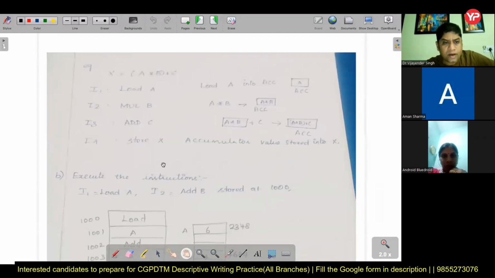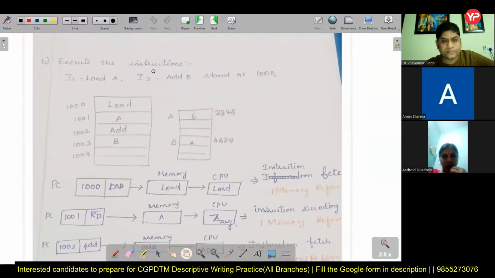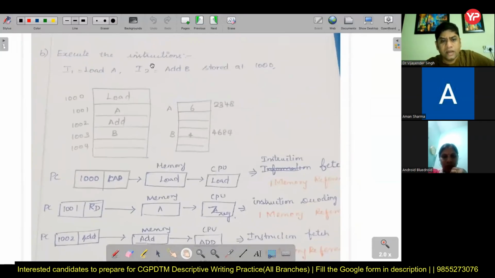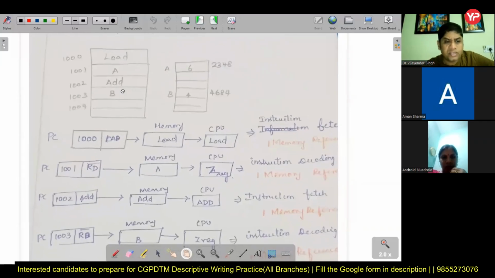Then the second part is execute the instruction, and maybe this is the heading you're writing. Maybe you can underline this particular heading. Then next you have made a diagram. Now you have used the pencil, maybe you can use the black pen for that. Cutting and crossing should not be done, and then you are making some kind of lines here. Don't use the red pen, use the black and blue pen only, and make a practice of writing properly in that. And also PC 1000, then you have written CAD, PC 1001, PC 1002.